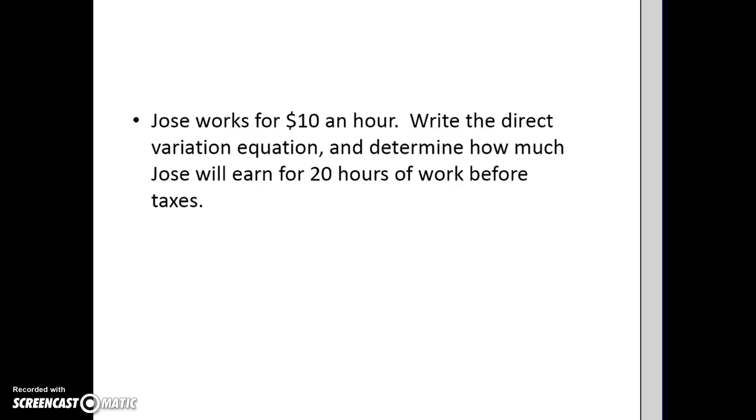Jose works for $10 an hour. Write the direct variation equation and determine how much Jose will earn for 20 hours of work before taxes. So, the number of hours is x. His total pay is y. And I know that y equals 10x. So that's my equation.